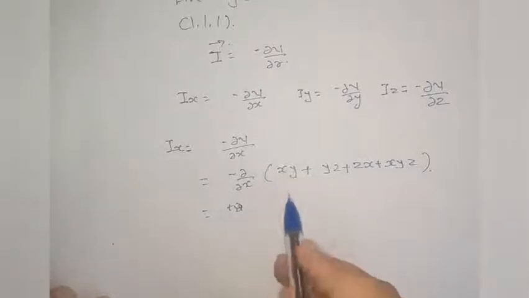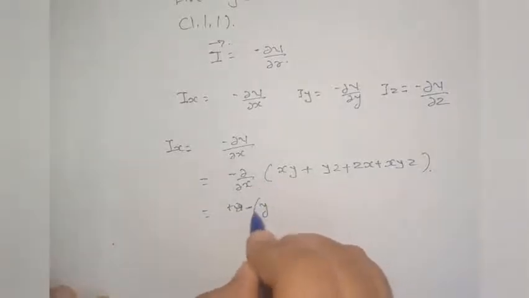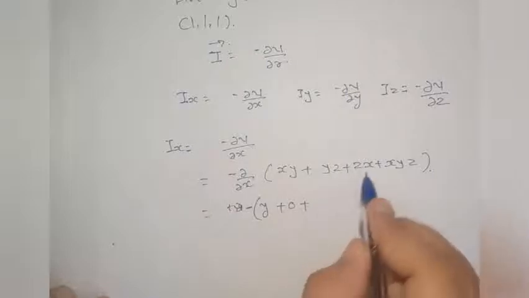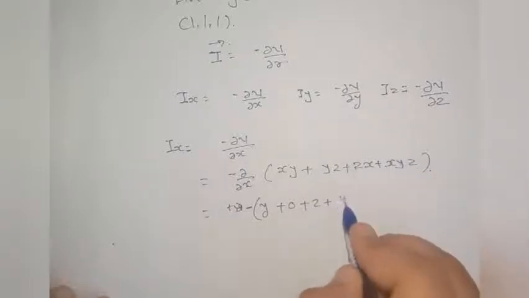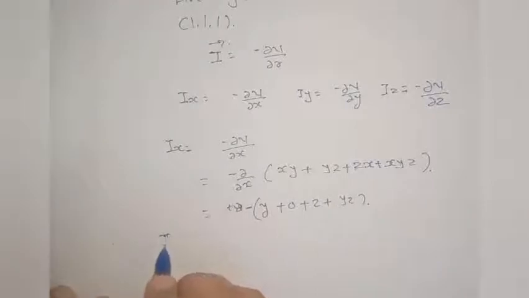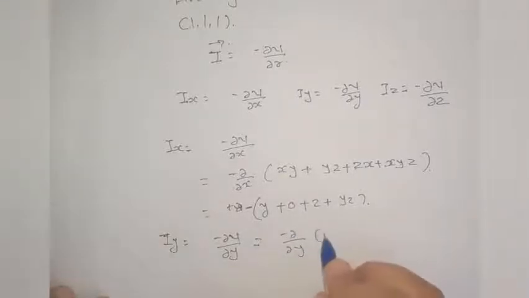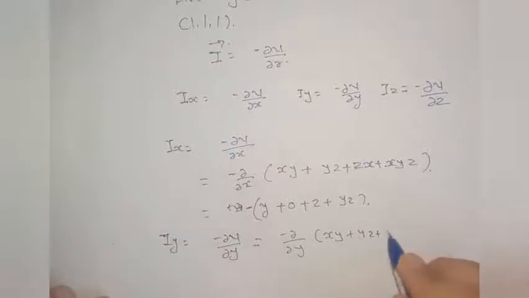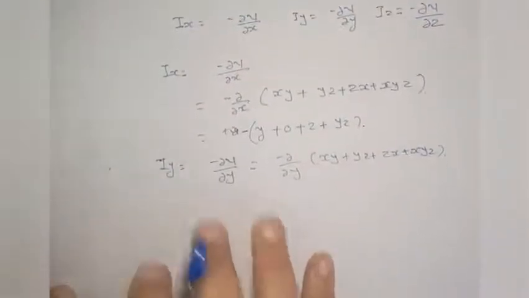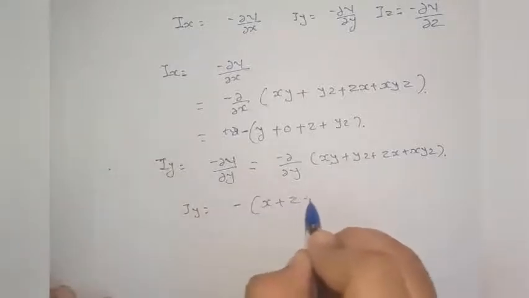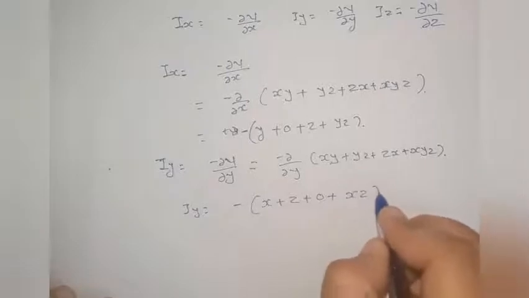So differentiation of xy will be y, plus differentiation of yz will be 0 as both are constant. Differentiation of xz will be z and that of xyz will be yz. Iy will be minus del V by del y, that is equal to minus of del by del y of xy plus yz plus zx plus xyz. Partially differentiating with respect to y, Iy will be minus of x plus z plus 0 plus xz.